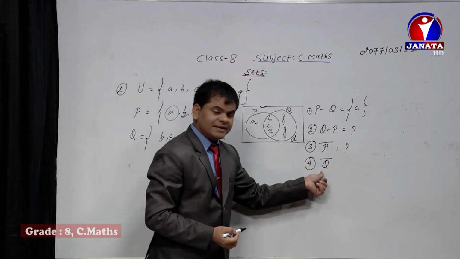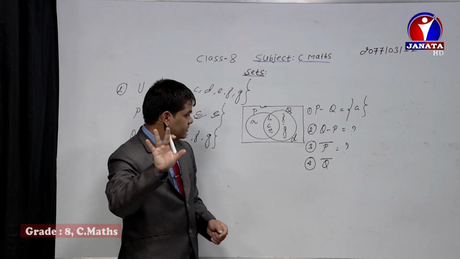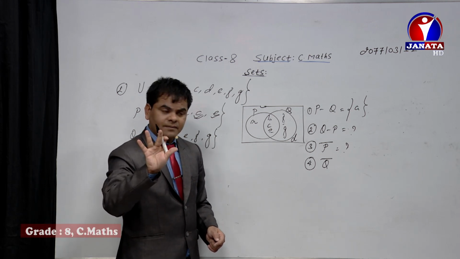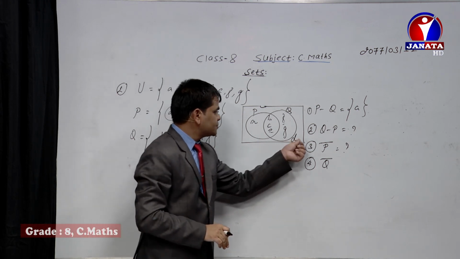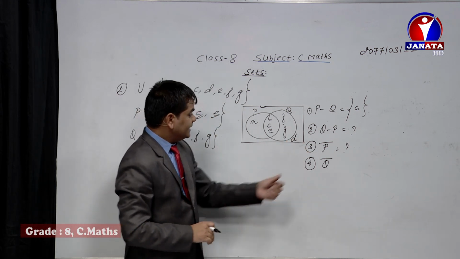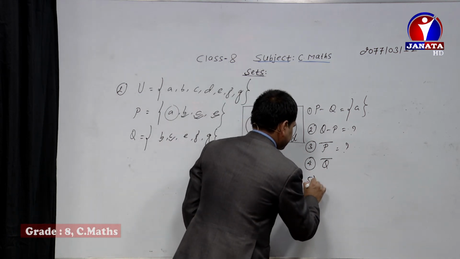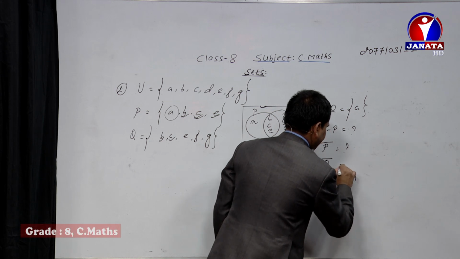And Q complement means hide the circle Q, except those elements of Q circle, other remaining elements along with the complement. That means we should not forget to keep the information contained in the complement side. So in that way, find out this one. Another one is P union Q. Find out P union Q as well.